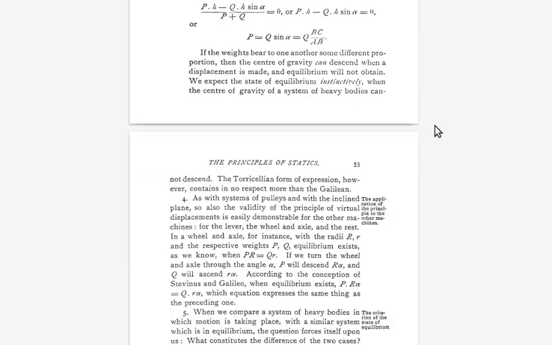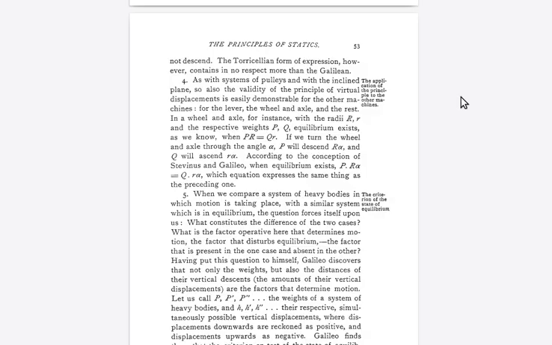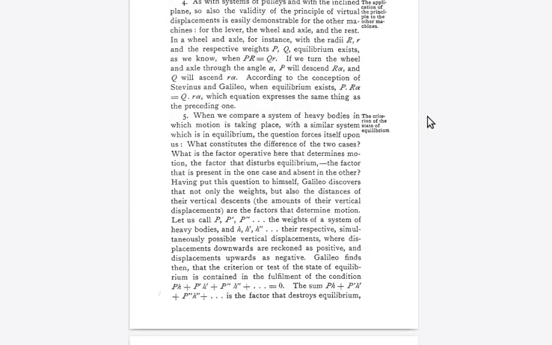Section 4. As with systems of pulleys and with the inclined plane, so also the validity of the principle of virtual displacements is easily demonstrable for the other machines, for the lever, the wheel and axle, and the rest. In a wheel and axle, for instance, with the radii r and r′ and the respective weights P and Q, equilibrium exists, as we know, when Pr = Qr′. If we turn the wheel and axle through the angle alpha, P will descend rα, and Q will ascend r′α. According to the conception of Stevinus and Galileo, when equilibrium exists, Prα = Qr′α, which equation expresses the same thing as the preceding one.